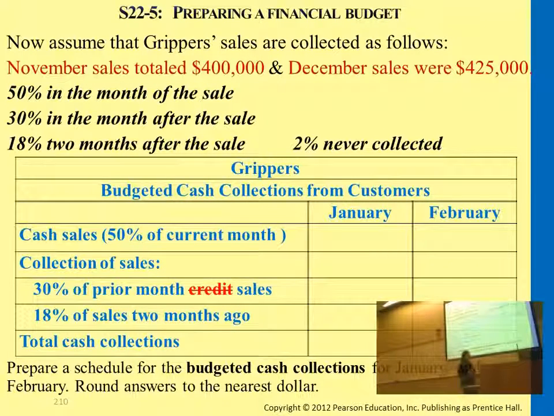50% of the sales, so you need to refer to sales budget. Sales revenue for January, 50% of it you're collecting this month, 30% defers to next month.